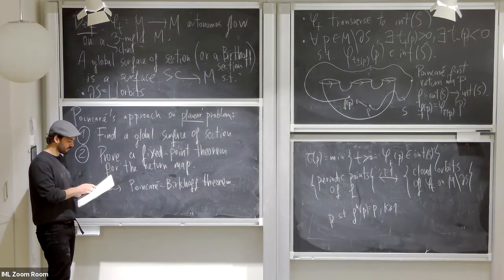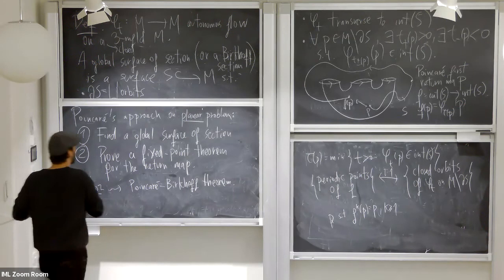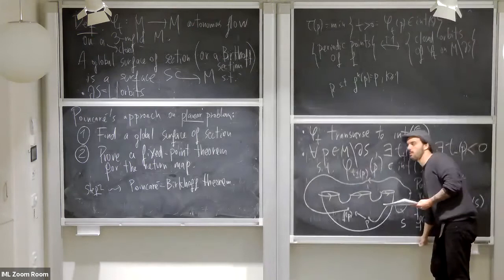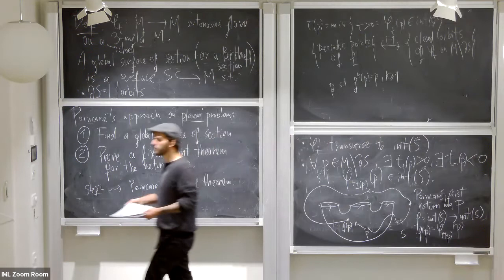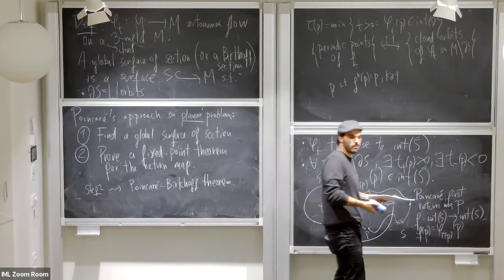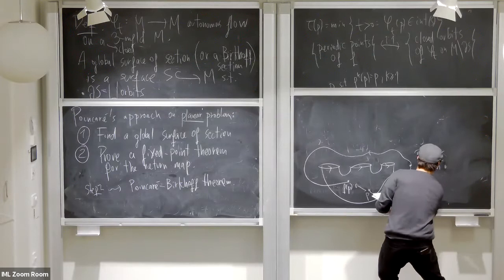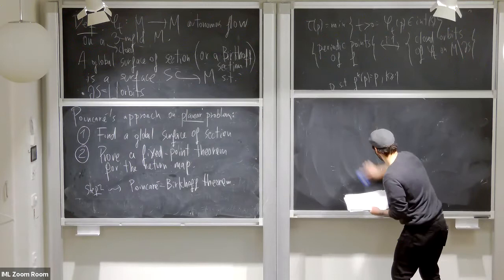So in some sense, historically, from the three-body problem, there are two important cases. The first case is when the surface is an annulus, and the second case is where the surface is a disk. And I say historically important because they first appeared in the three-body problem. So two important cases.